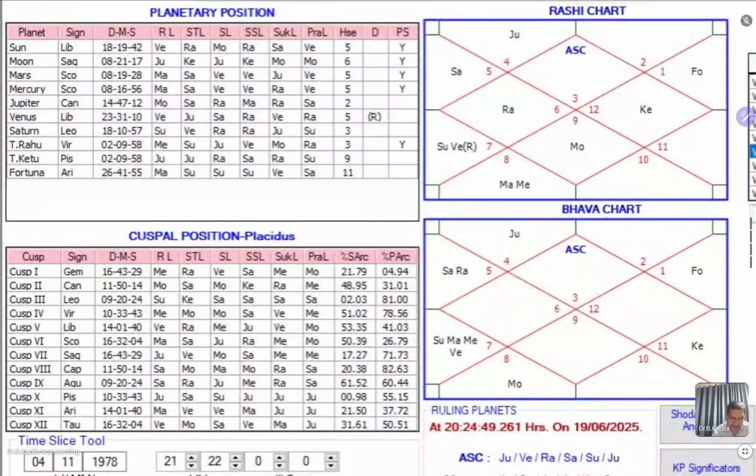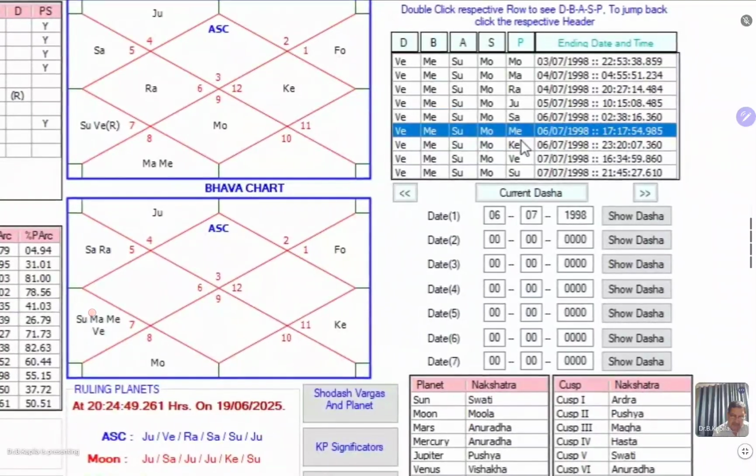Venus, Mercury, Sun, Moon and Mercury. Yes, sir. Is it okay? Yes, sir.